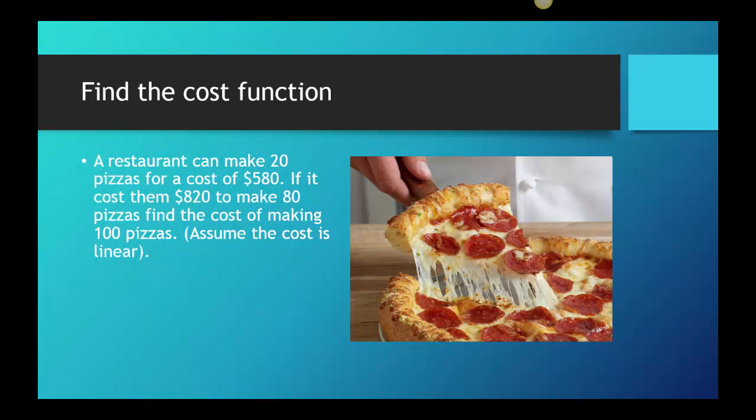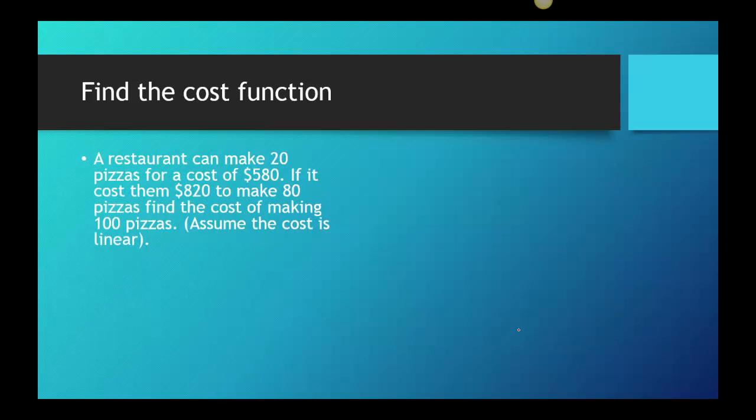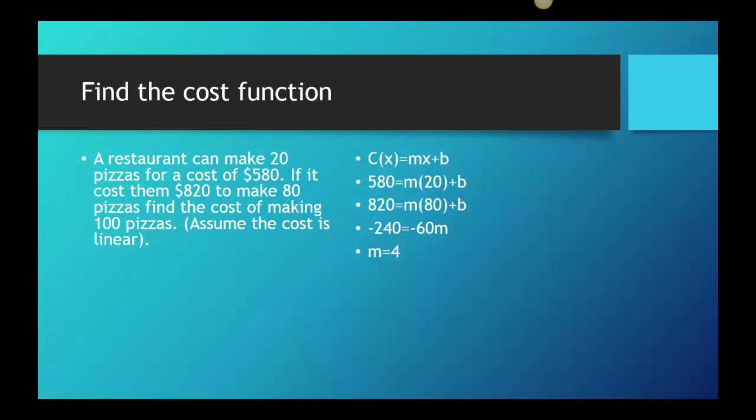So this is going to feel really similar to the tire example that I just did, and I'm going to start us off with these equations. To say the cost 580 is for 20 pizzas, and the cost 820 was for 80 pizzas. And once again, you're going to see I subtracted. So 580 minus 820 is negative 240. 20 minus 80 is negative 60. And again, I move that m to the right. And one more time, the b's canceled out.